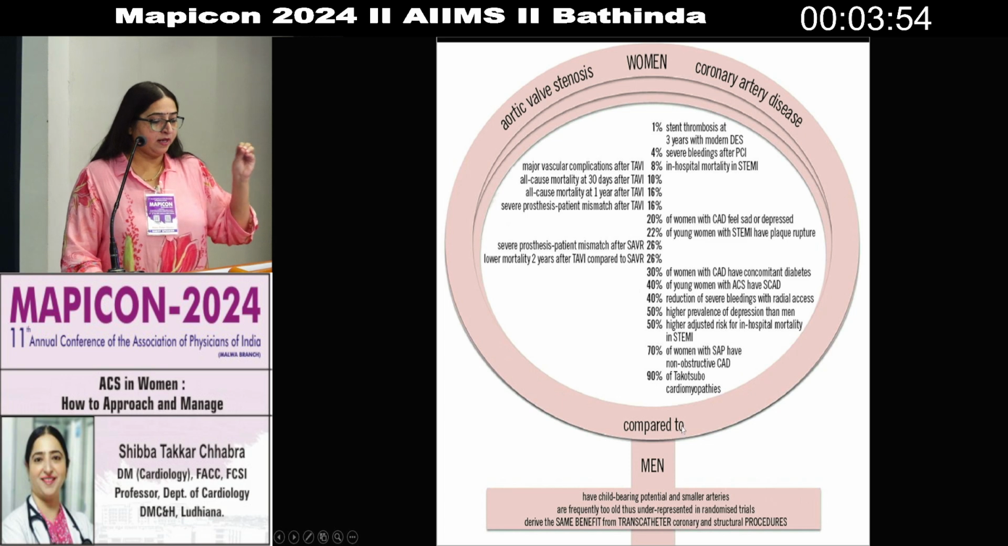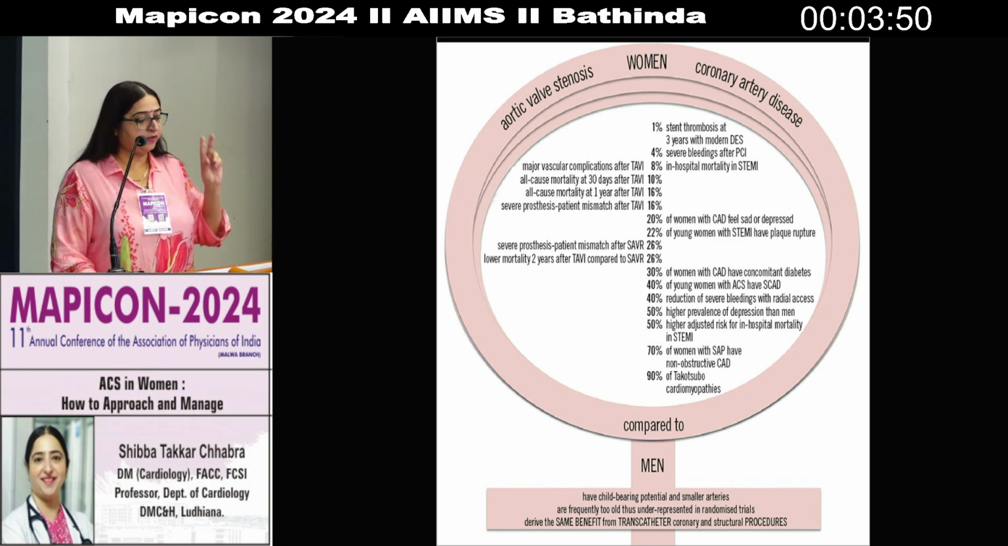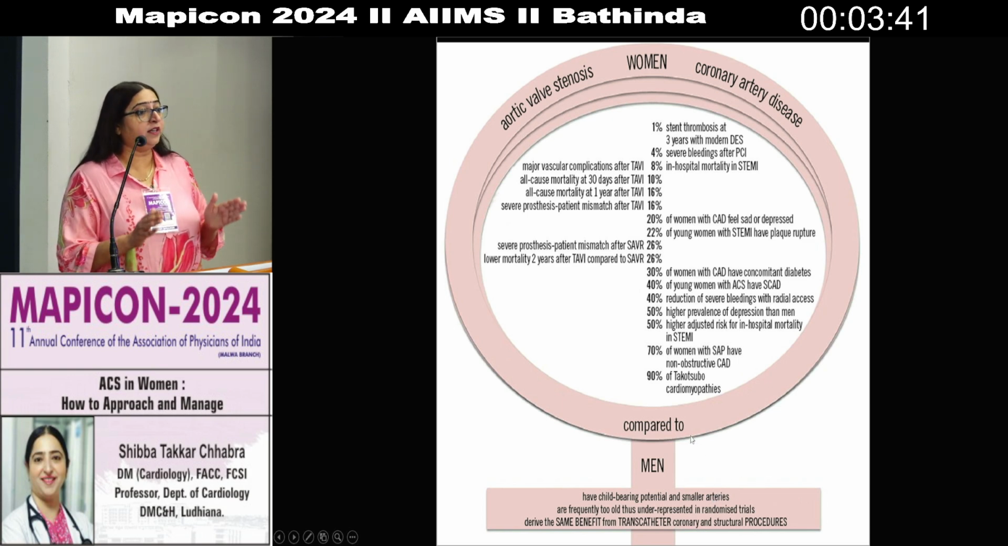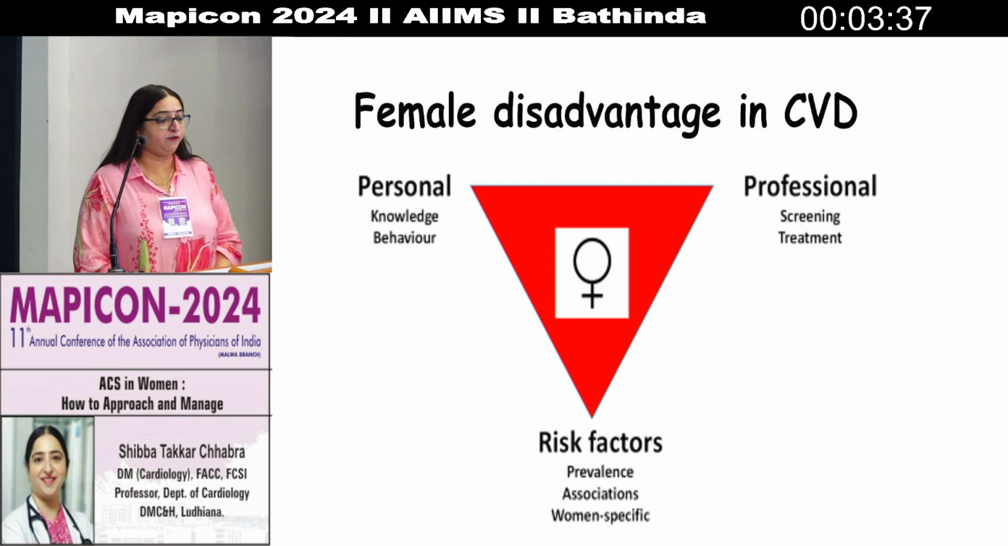So women in comparison to men have a childbearing potential. They have smaller arteries. They are too old at times to be included, and they're underrepresented in the randomized trials. However, they derive the same benefit from all the procedures and should be given the benefit of that.